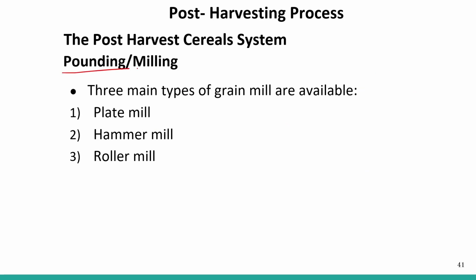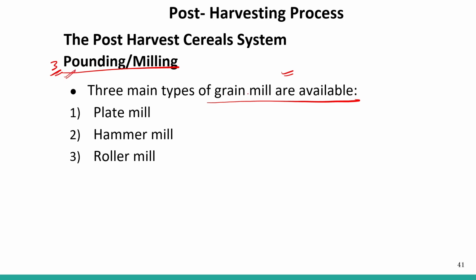Okay, now we are having the third process, that is the pounding and milling. Three main types of grain mills are available. Now we have cleaned the seeds, and we have sorted the seeds according to their sizes. We have also removed the husk, or the bran, that is attached to the seeds. So all that has been removed. Now the step we can follow is pounding and milling.